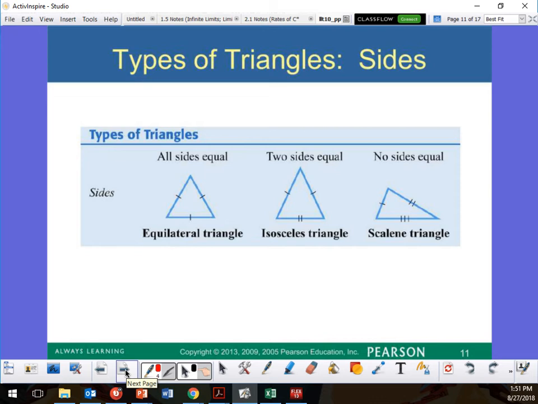Okay. All right, types of triangles. All sides equal, it is equilateral. Two sides equal, it is isosceles. No sides equal, it's scalene. It's in your notes. You got this.